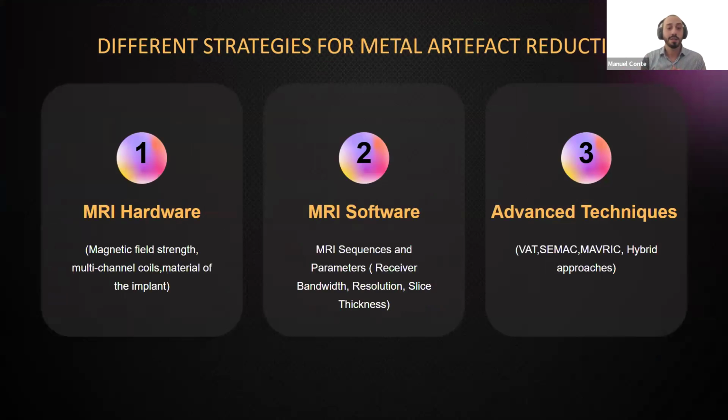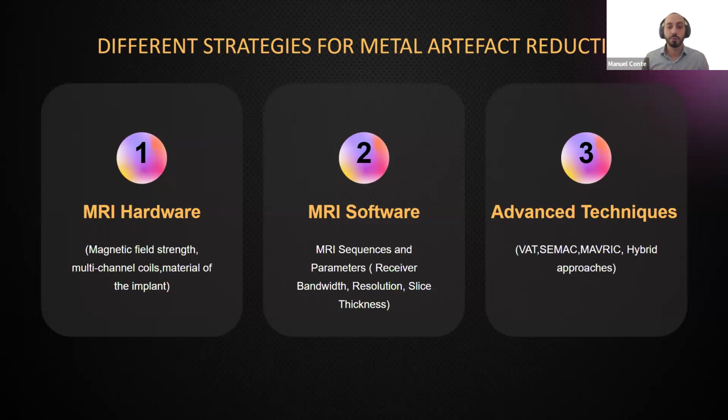The first one is the MRI hardware. So we need to choose the magnetic field strength, so the scanner that we choose, and the coil that we choose, and also the material of the implant. As I mentioned before, there is a difference between a paramagnetic implant and a ferromagnetic implant. The second one is the MRI software. With the hardware, we choose the option before scanning the patient. The MRI software is used when the patient is already in the scanner.